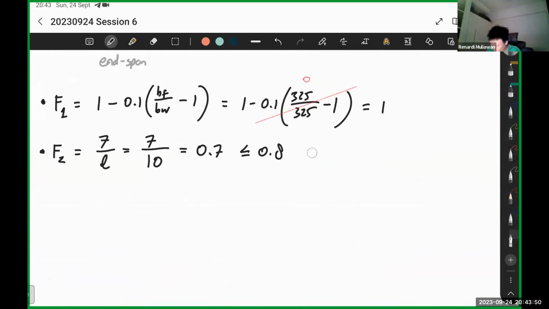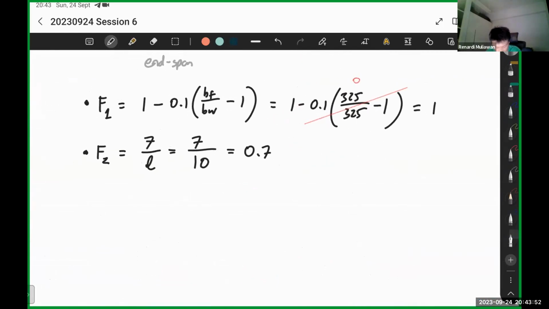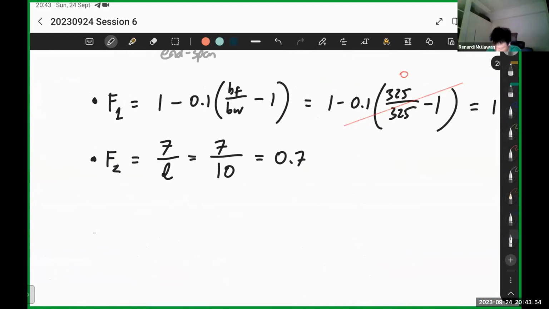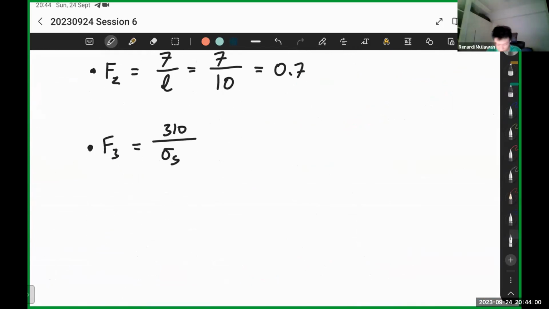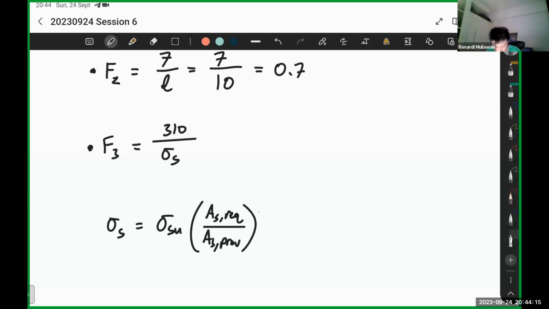Sorry. So for F2 you just use 0.7. Okay, then we have F3. For F3, you will need 3110 divided by sigma S. So let's start with sigma S first. Sigma S is sigma SU times AS required divided by AS provided, and then 1 divided by delta.